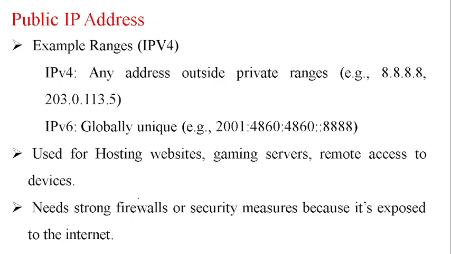Here are a few ranges of public IP addresses. In IPv4, any address not related to private addresses belongs to the public address. For example, here I have given valid IPv4 public addresses like 8.8.8.8 and 203.0.113.5. And here is one globally public IPv6 address, which is 128 bit. These public IP addresses are normally used for hosting websites, gaming servers, remote access to devices, and all those.